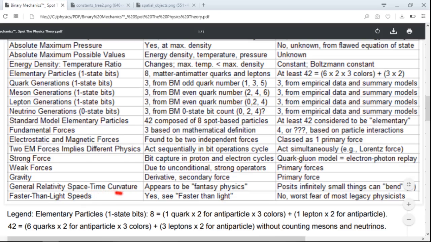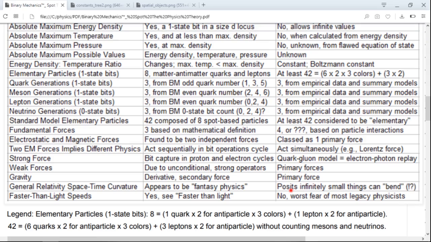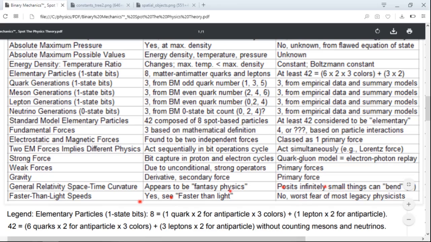General relativity space-time curvature appears to be fantasy physics in binary mechanics. However, legacy theory, specifically general relativity, posits infinitely small things that can bend. You figure that one out.